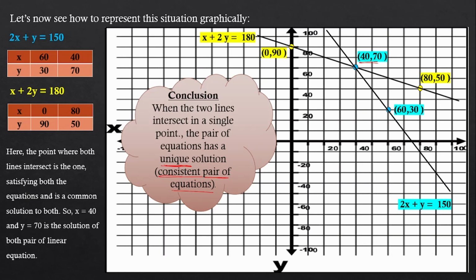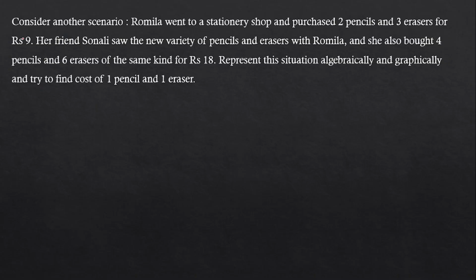I hope this is understood. Now we move further with another scenario, trying to see if we can get other kinds of graphs. Let us see the other case. Romila went to a stationery shop and purchased 2 pencils and 3 erasers for rupees 9.